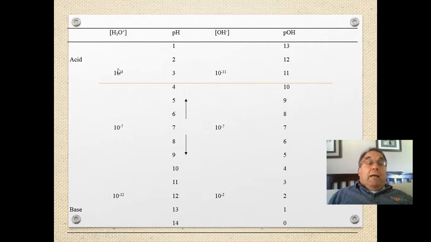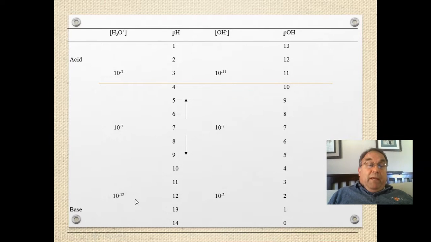So if we have a relatively weak acid, where the hydronium concentration is 10 to the negative third, the pH would be, if you take the negative log of this number, you get 3. Now, hydronium times hydroxide always equals 10 to the negative 14th. So if the hydronium concentration is 10 to the negative third, then the hydroxide concentration would be 10 to the negative 11th. If the pH is 3, the pOH is 11.